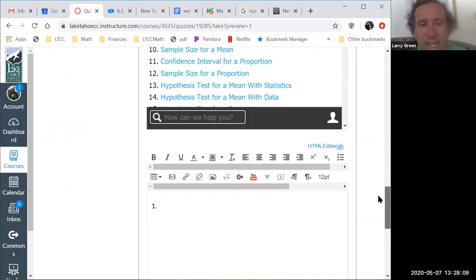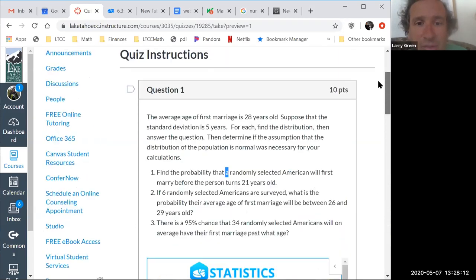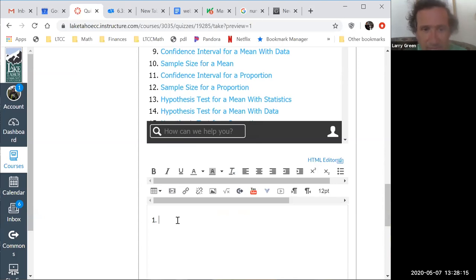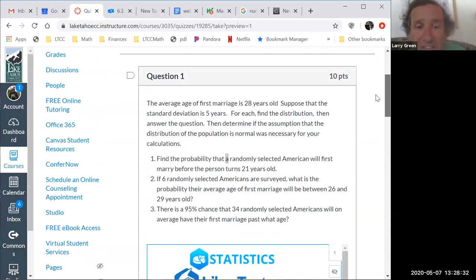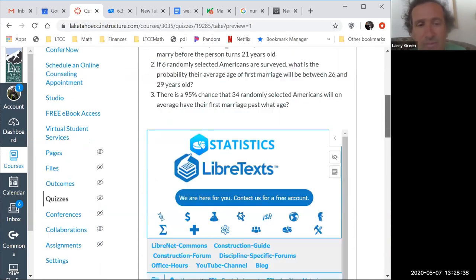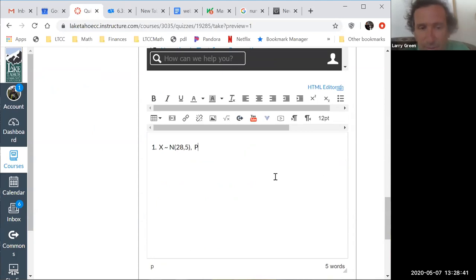So what we can say is that X, let me remember the numbers, 28 and 5, so X tilde N(28, 5). That's the first part of number 1. Then what we're asked to do is find the probability the person marries before they turn 21 years old. So that's the probability that X is less than 21. Any questions on that?